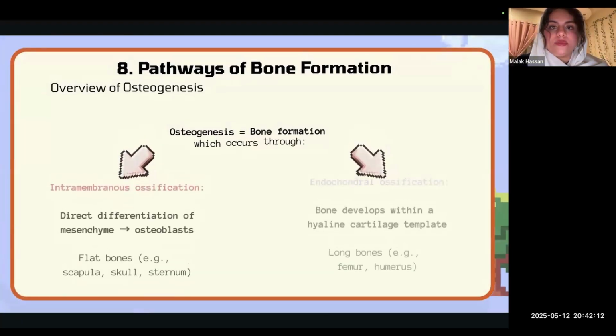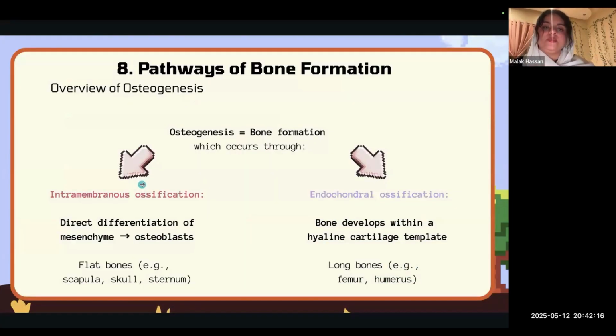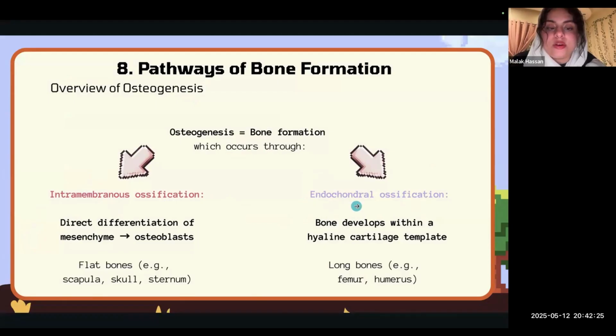Now let's talk about the pathways of bone formation. Osteogenesis is bone formation, and it can happen in 2 different ways: intramembranous and endochondral.